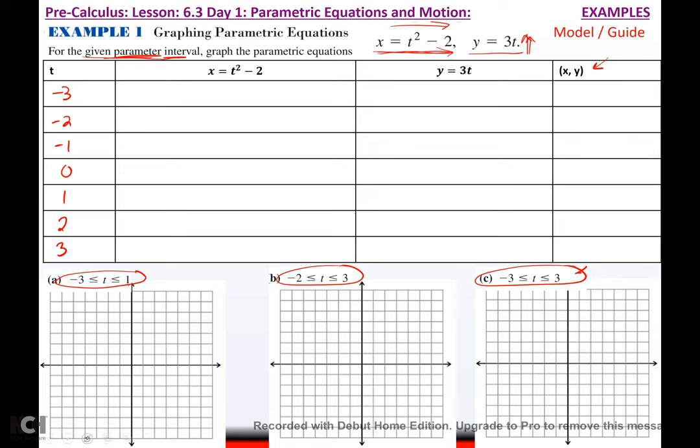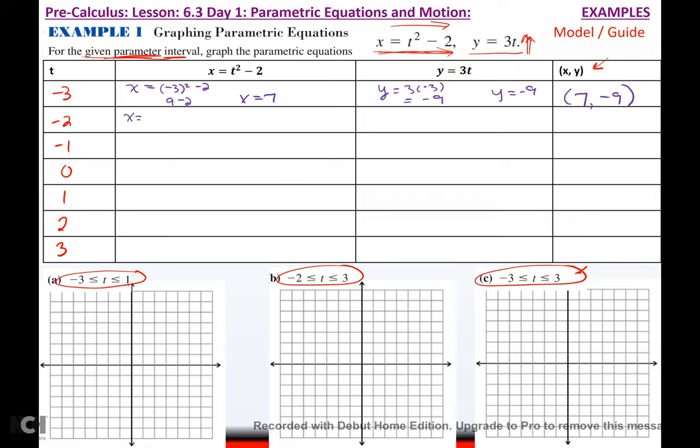Those aren't x values. Those aren't y values. Those are t values. So if I figure out my x coordinate, x will be that t I plugged in squared, minus 2. That's 9 minus 2, which gives me x equals 7. And y equals 3t. So y equals 3 times negative 3, which is negative 9. So y equals negative 9. So when time is at negative 3 seconds, which doesn't make any sense, but let's go with it, we have a point at (7, negative 9).